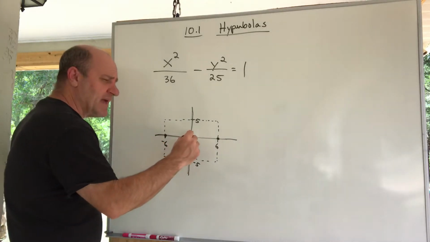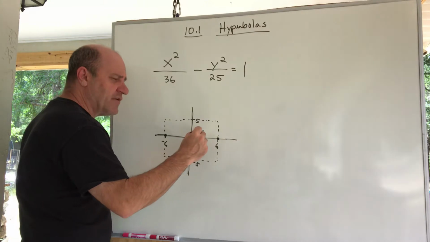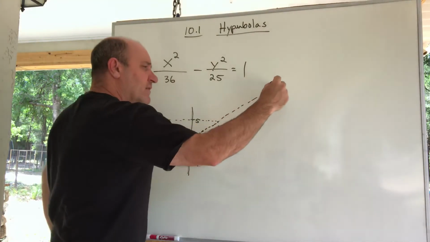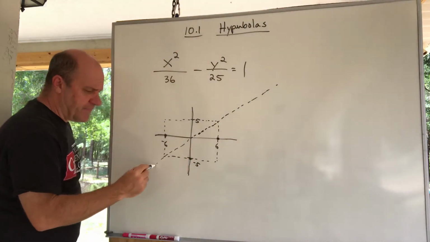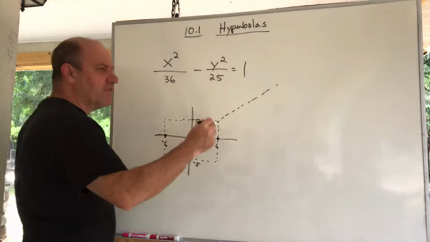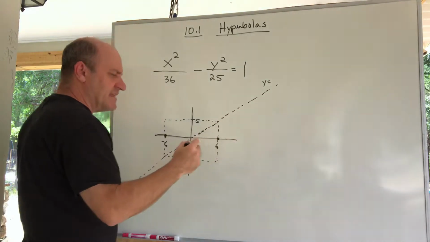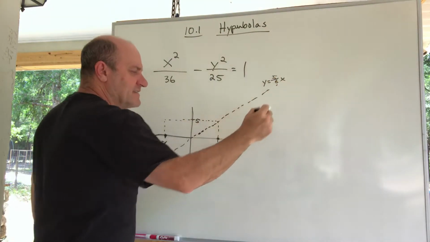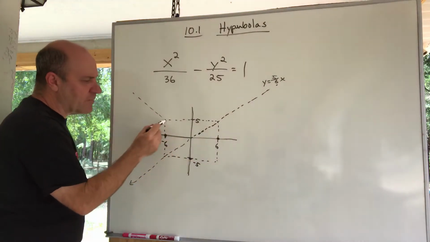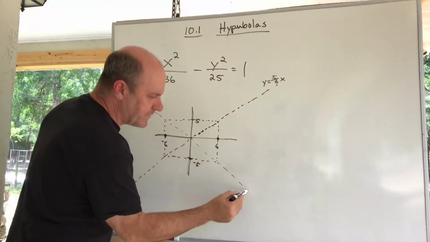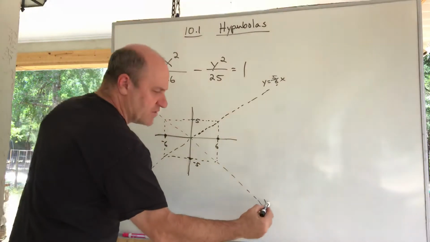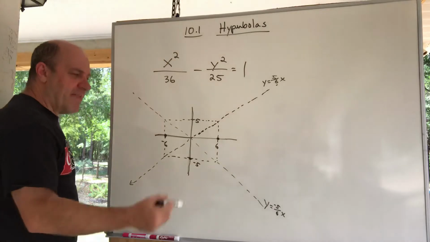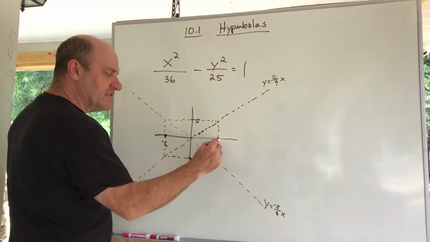And a hyperbola has these asymptotes that go through the center of the hyperbola, and it goes through the corners of that rectangle, and we have an asymptote there. By the way, we often are looking for the equation of that asymptote. What is that? That's a line that goes up 5 and over 6, y equals 5/6 x. Here's the other asymptote that comes through this corner. I guess that's y equals negative 5/6 x.